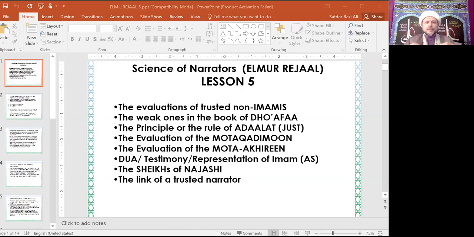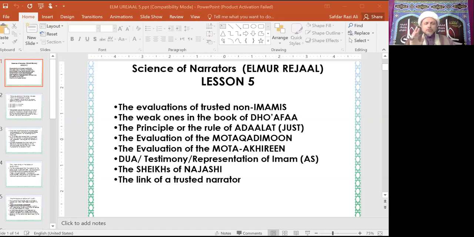You need to know whether they are in the sequence of a timeline or in alphabetical order, and who these scholars are. Are they from the previous ones or from the later ones? All this information you needed to know. So that was not that much. The main principles of Ilm al-Rijal we are starting from today.